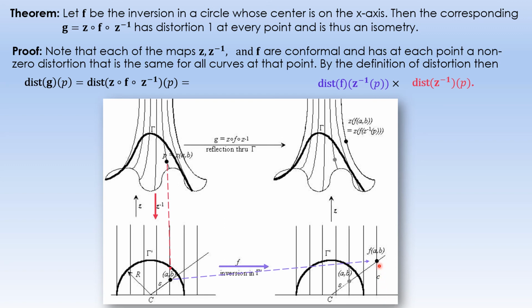So we can multiply our distortion factors. And next we're going to map F of AB onto Z of F of AB. Again, multiplying by the distortion factor of Z at F of Z inverse of P. So we can multiply those three distortion factors together.